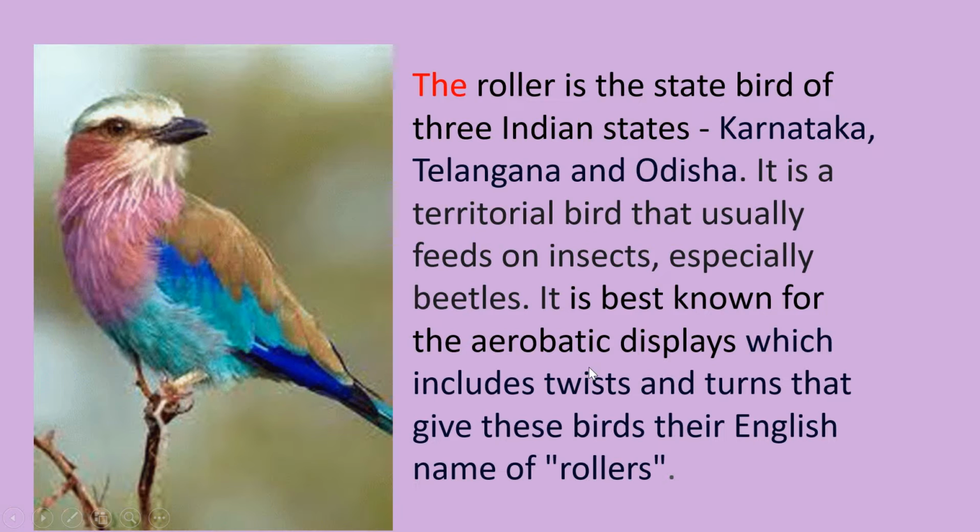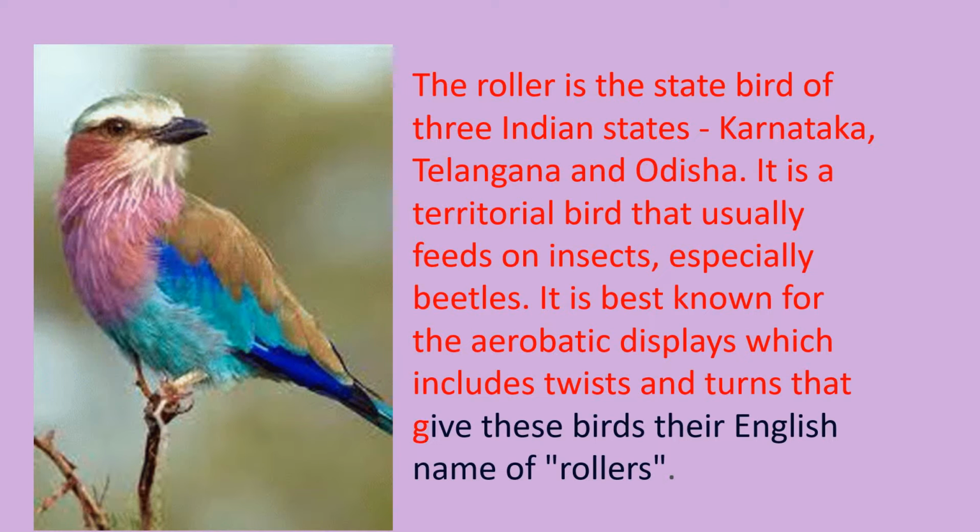The roller is the state bird of three Indian states, Karnataka, Telangana, and Odisha. It's a territorial bird that usually feeds on insects, especially beetles. It is best known for aerobatic displays, which include twists and turns that give these birds their English name of rollers. Now, I'm sure you must have understood why the name is so. The name is Indian roller.